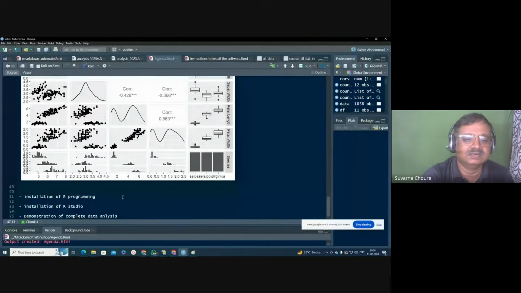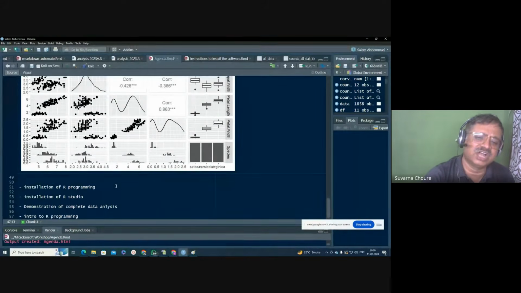And in the next session, we'll actually start learning R. This is a demonstration of R, a demonstration of the strength of R.